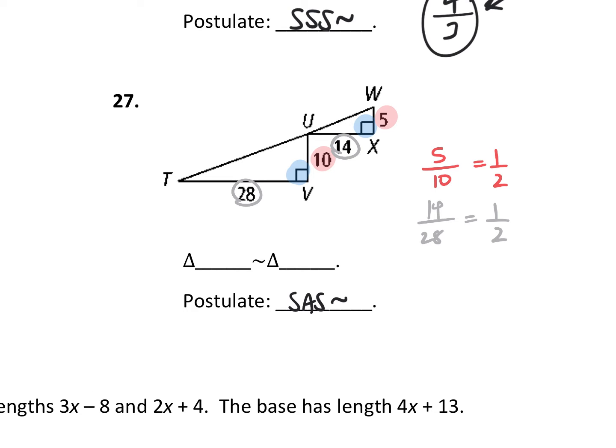And then we just have to be careful when we're labeling it. So if I start at the bottom left here with T, and I'm going to go TVU, and then we got to start with U here, and I'm going to go UXW. Again, order doesn't necessarily matter. You can start with whichever one you want, but in the second triangle, it does matter what order you are doing.